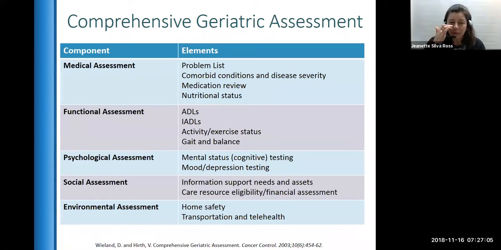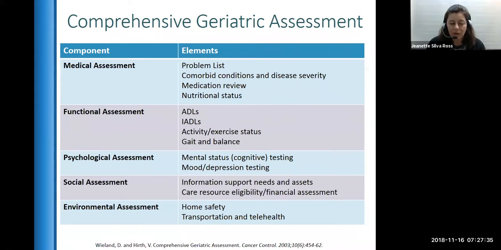So here are the components of the geriatric assessment. We have the medical assessment, which will be some of the standard things you do: your problem list, your comorbid conditions, reviewing the medications, the nutrition. Then we have the functional status, which is very important in geriatrics. What can you do? How are you doing it? So the activities of daily living, instrumental activities of daily living, what activities or exercise do they do? What's their gait and balance?